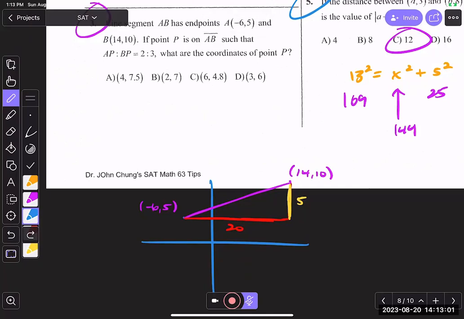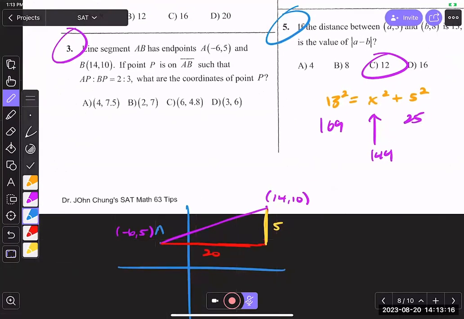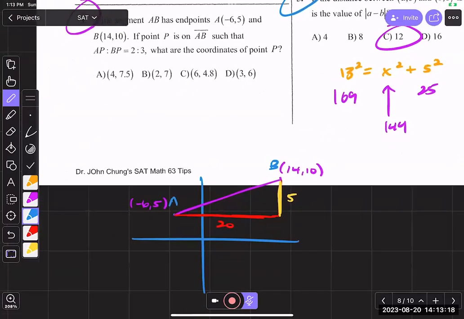So let me ask you this. For point P, is it closer to A or is it closer to B? Closer to A. It's closer to A, right? And yeah, because it's a 2-to-3 ratio, AP to PB, right? It's closer to point A because it has a smaller distance from there, right? So this here is, I guess, my point P.